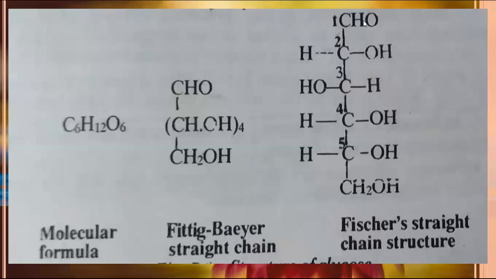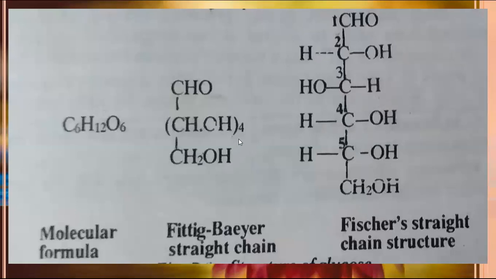The next objection is that glucose does not form addition compounds with sodium bisulfite and ammonia, whereas aldehydes do form such addition compounds. Mutarotation means a freshly prepared solution of glucose crystallized from water or alcohol at low temperature exhibits a specific rotation. These are the objections to the straight chain structure of glucose, explained by the Fisher straight chain structure, also called the Fisher projection formula, and the Fittig and Baeyer straight chain structure.